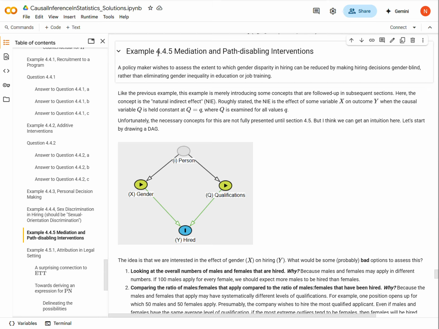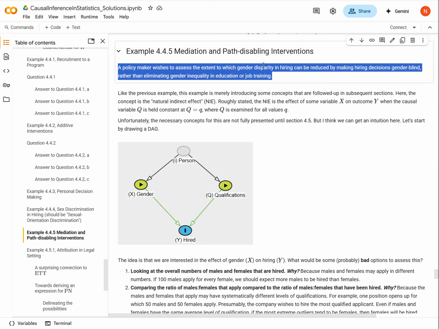So, okay, we're in example 4.4.5, and the basic setup is right here. A policymaker wishes to assess the extent to which gender disparity in hiring can be reduced by making hiring decisions gender blind. So in other words, the people that are in charge of the hiring decisions would not know the sex of the applicants.